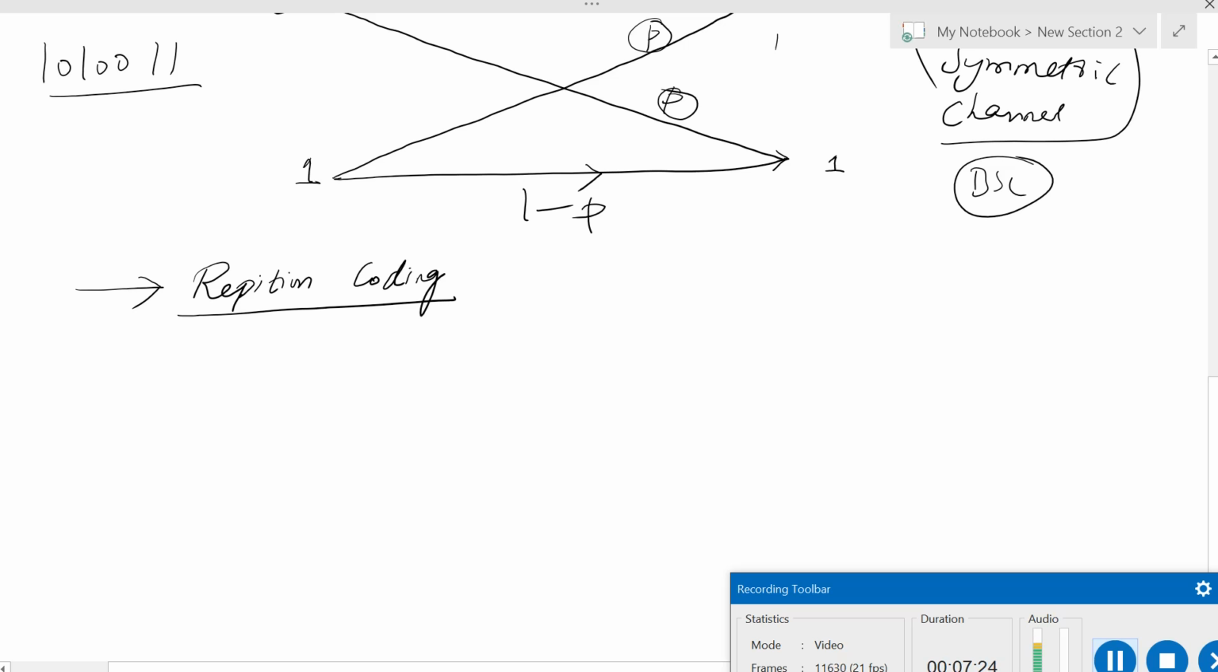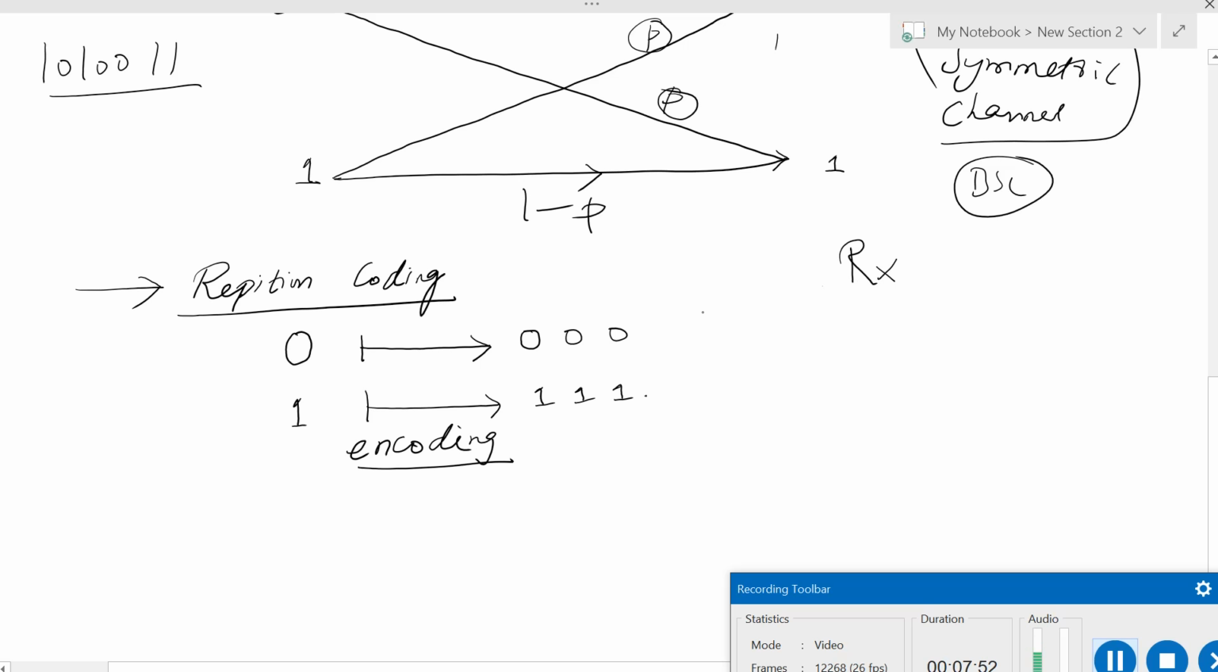So what does repetition encoding do? Repetition encoding says that if you have to transmit 0, let's take a very simple case, don't transmit it once, transmit it 3 times: 0, 0, 0. If you have to transmit 1, don't transmit just 1, transmit 3 ones. This is the coding. It's called encoding. I have encoded.